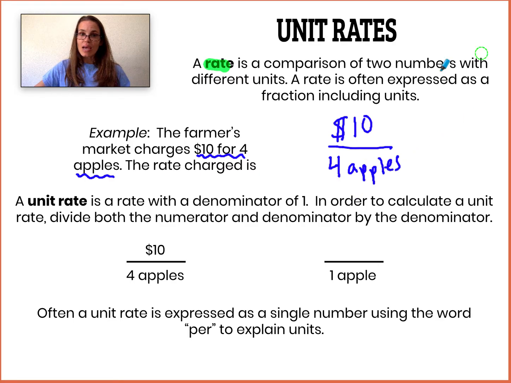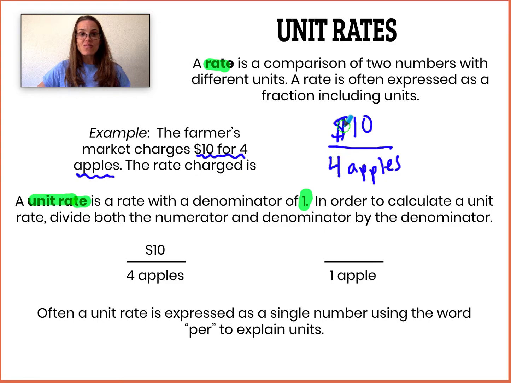A special type of rate is a unit rate. A unit rate is a rate with a denominator of 1. $10 for 4 apples is not a unit rate. My denominator here is 4.